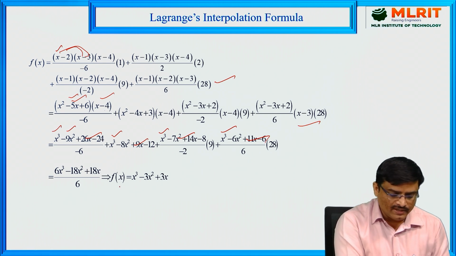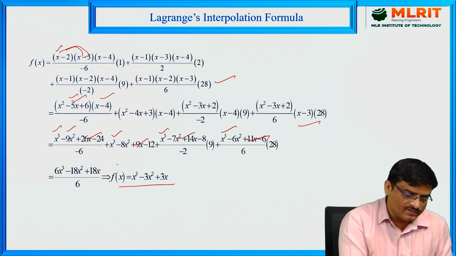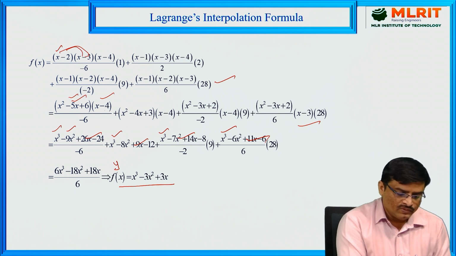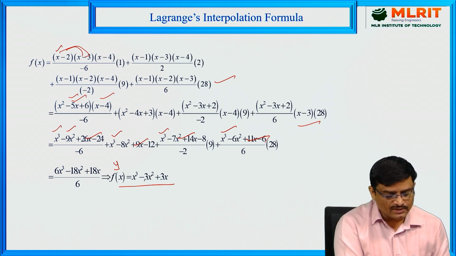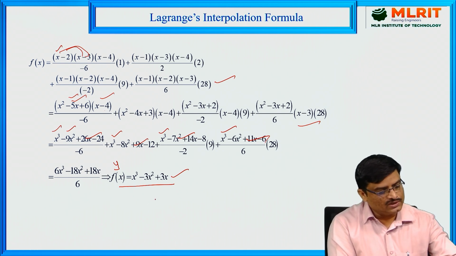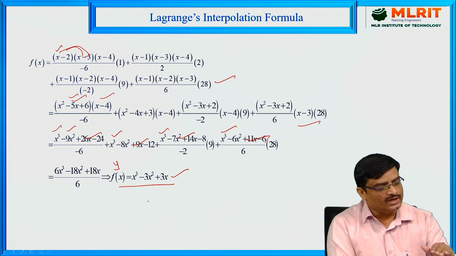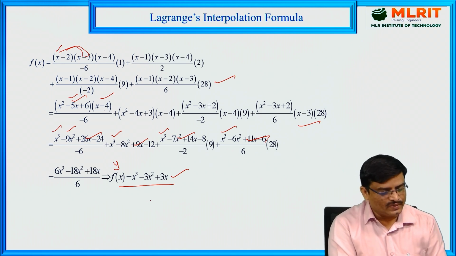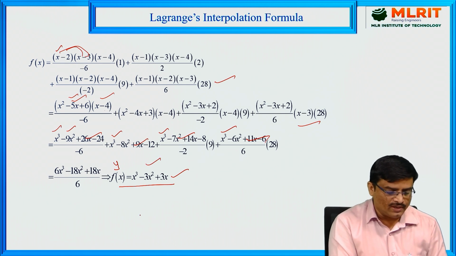So finally we get a polynomial f of x, which is also represented with y. So y is equal to x cube minus 3x square plus 3x. This is the polynomial we get in terms of x. So the process of finding the polynomial: the first important thing is don't substitute anything for x. Except the x value, you can replace all these x0, x1, x2, y0, y1, y2 values from the table and simplify, and you will get our required polynomial.